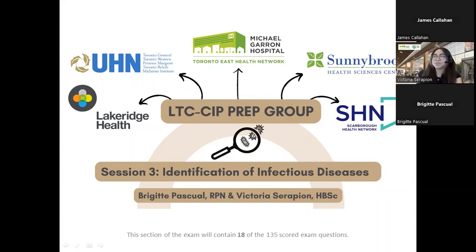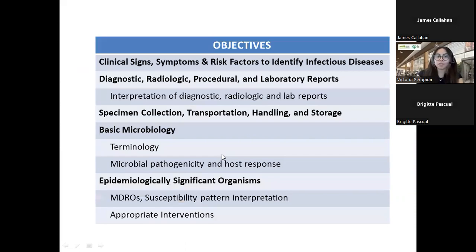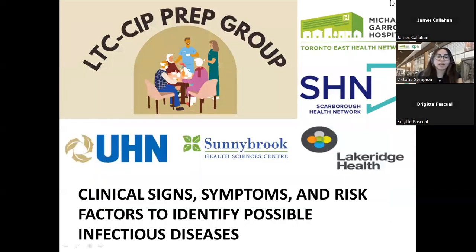Welcome back to the LTC CIP prep group. Today, Bridget and I will both be covering identification of infectious diseases. Just so you're aware, this section of the exam will contain 18 out of the 135 scored exam questions. These are the objectives today. We will cover them over the next few slides. Our first topic is clinical signs, symptoms, and risk factors to identify possible infectious diseases.